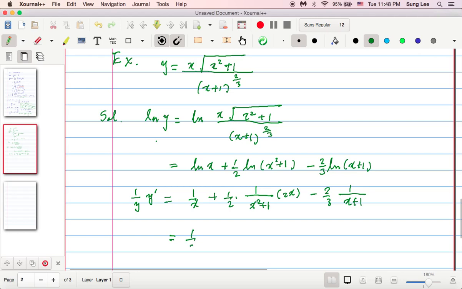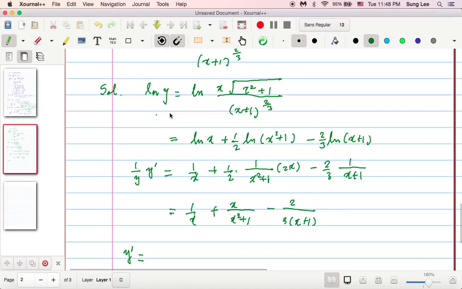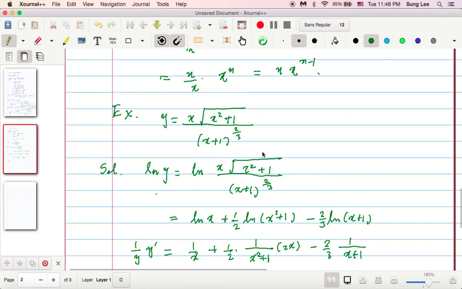So this equals 1 over x plus 2 cancels out. We have x over x squared plus 1 minus 2 over 3 times x plus 1. So finally, remember what we are trying to find is y prime. So you just need to solve this for y prime. So y prime, or dy by dx, is going to be this whole thing multiplied by the function y. And what is y? Why is this function here?